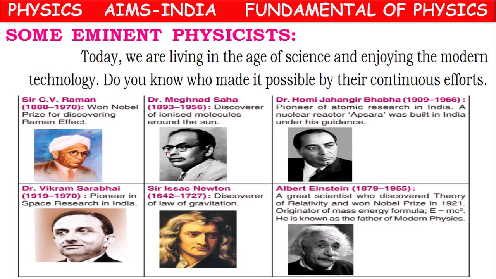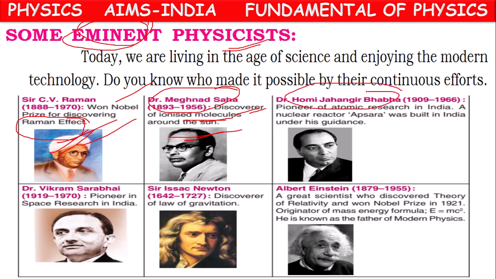These are some eminent, means famous, physics scientists. Sir C.V. Raman won the Nobel Prize for discovering the Raman effect, which you will be learning later. Meghnad Saha discovered ionized molecules around the sun. Homi Jehangir Bhabha is a pioneer, famous in atomic research. He built a nuclear reactor called Apsara.